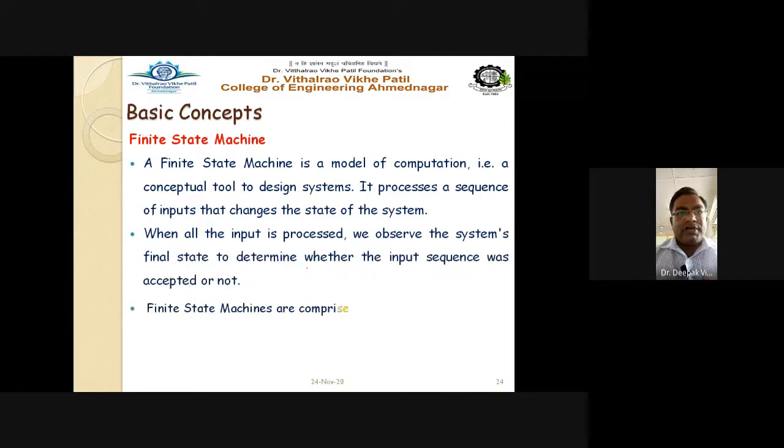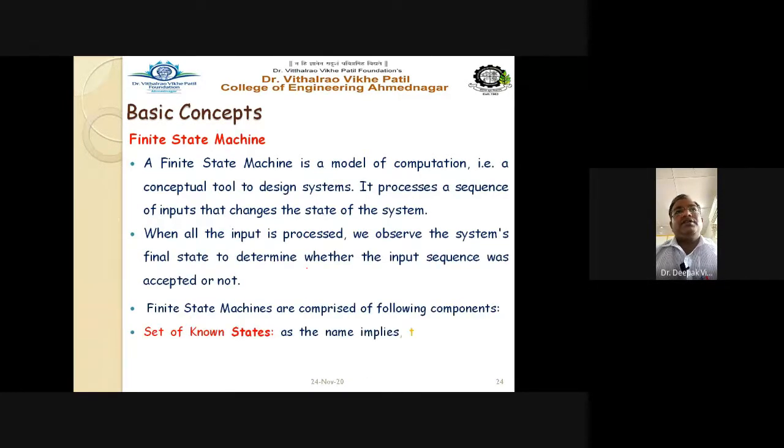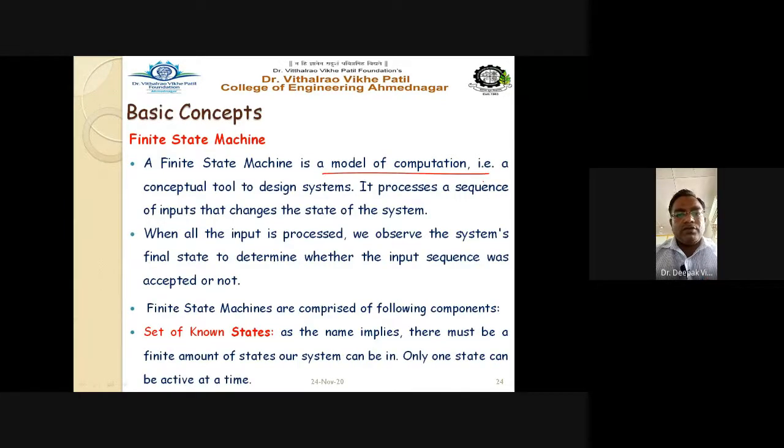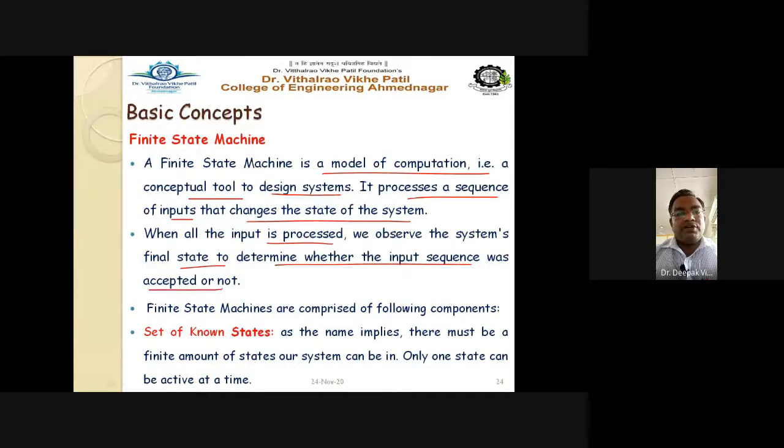The definition of the finite state machine can be described like this. A finite state machine is a model of computation, a computational tool to design systems. It processes a sequence of inputs that changes the state of the system. When all the input is processed, we observe the system's final state to determine whether the input sequence was accepted or not.